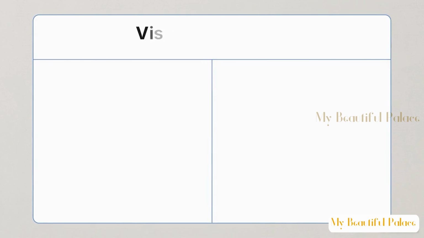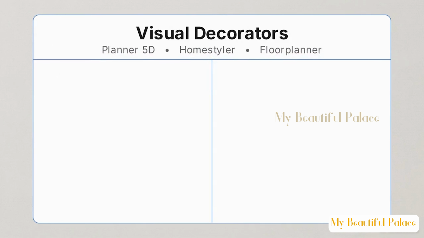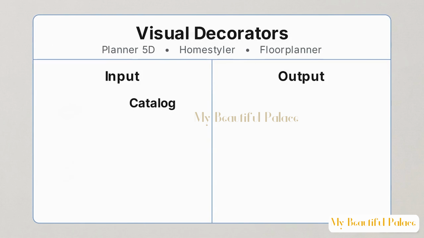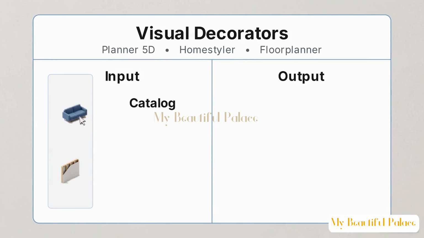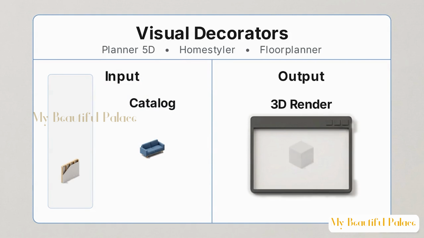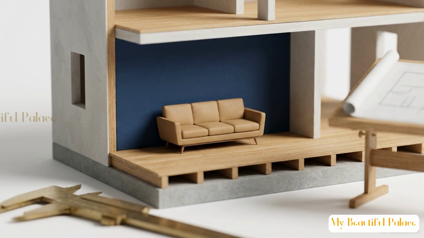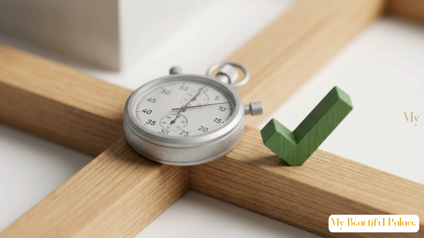Let's start with the visual decorators, platforms like Planner 5D, Homestyler, and Floor Planner. You rely entirely on massive digital catalogs, dragging pre-made walls and furniture right into a blank space. Since you aren't drawing anything, the software instantly generates highly realistic 3D virtual walkthroughs. To see if a navy blue accent wall works with a mid-century modern couch, you can test that idea in about 5 minutes with almost zero friction.